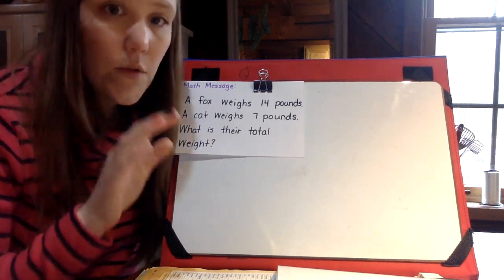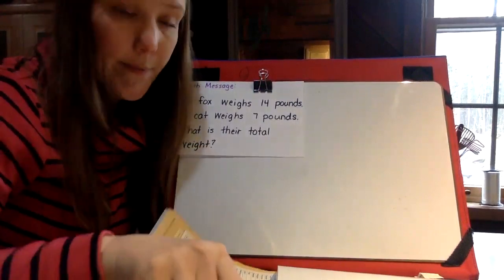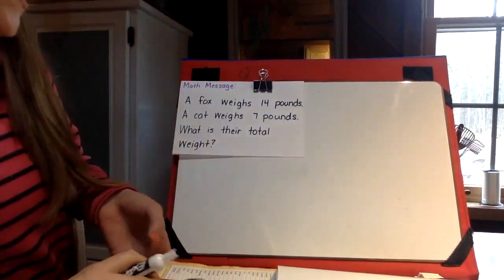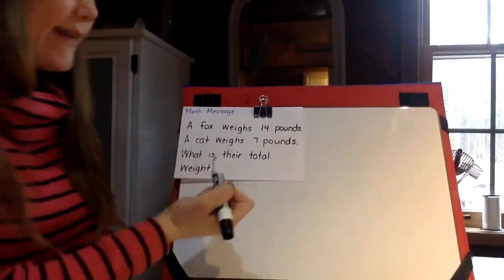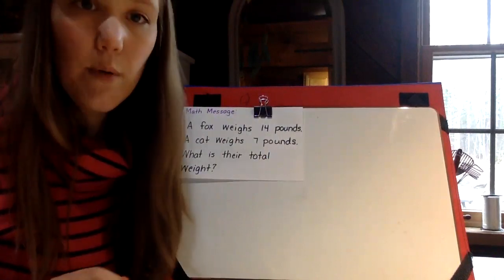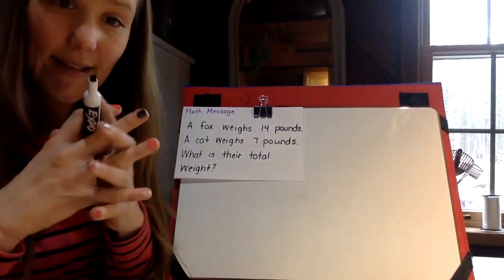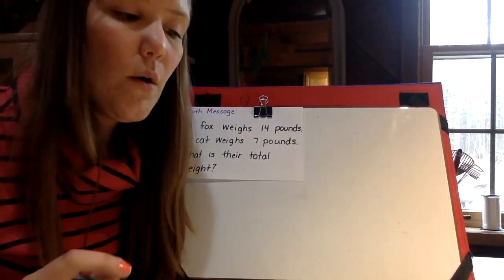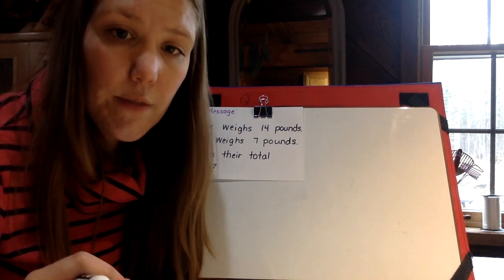All right. So I've assumed that you have stopped the video and solved this problem. Now we're going to go over it together. So we know that we are adding two numbers together, and we're coming up with how much these animals weigh together. What are some tools that you could use to solve this problem?